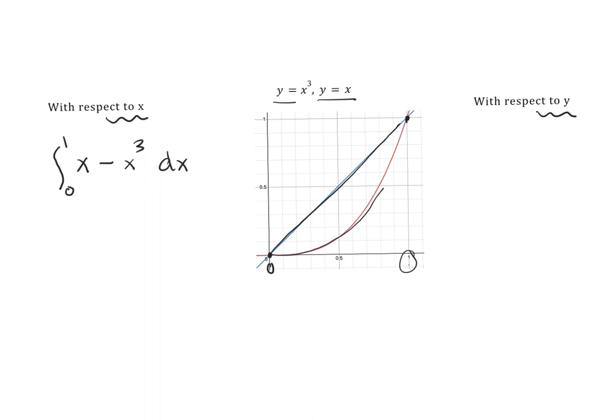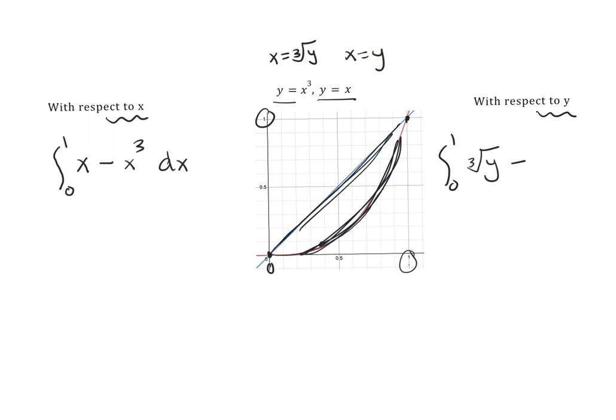And then now let's do with respect to y. So we're going to have to solve these for x. X equals the cube root of y. And then this one, x equals y. Okay, so now we're looking at intersection on the y values, 0 and 1. So that's the same, 0 to 1. But this time it's the right function, which is the cube root of y, minus the left one, which is just y, dy.